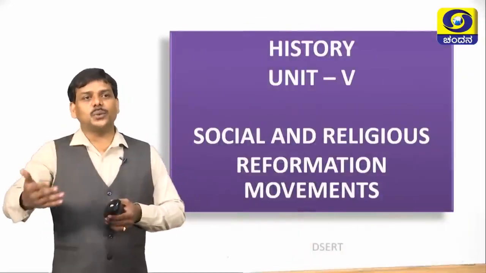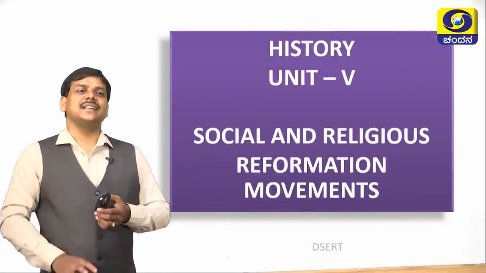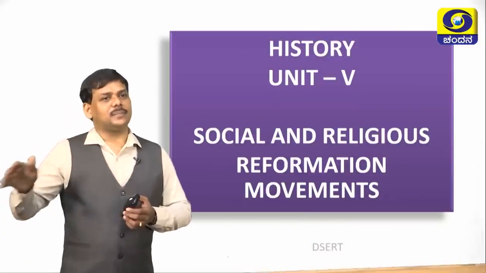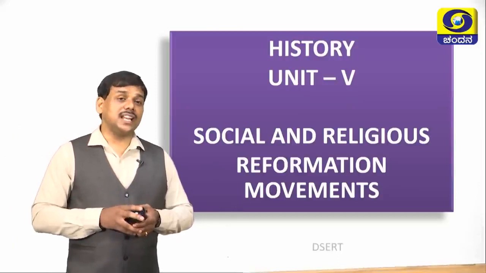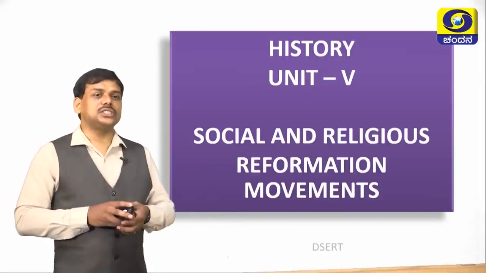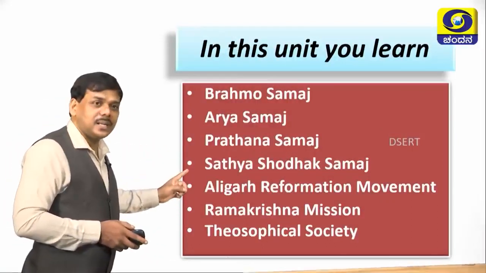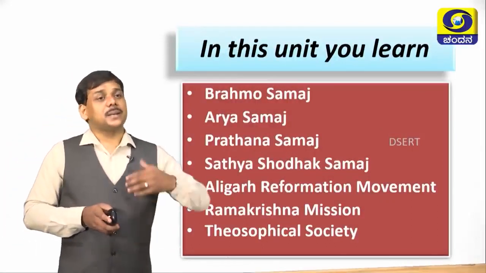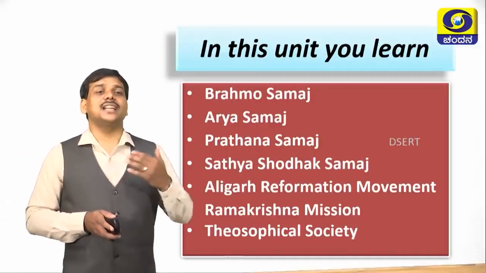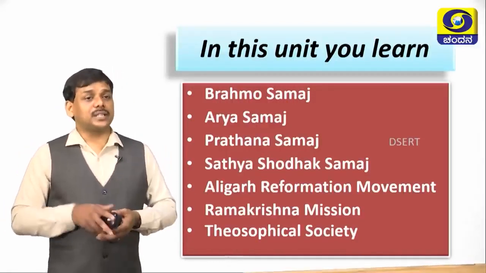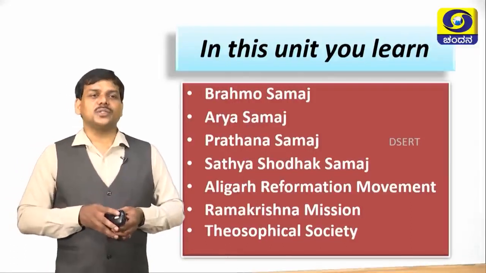Now let us move to lesson number 5, a very easy lesson. You have already learnt this in previous classes. Social and religious reformation movements. Here in this concept you have already learnt Brahma Samaj, Arya Samaj, Prarthana Samaj, Satyashodak Samaj, Aligarh Reformation Movement, Ramakrishna Mission and Theosophical Society. Here, Rajaram Mohan Rai founded Brahma Samaj. Samvada Kaumudi is the name of the book written by him.